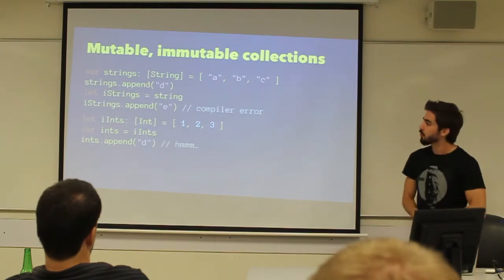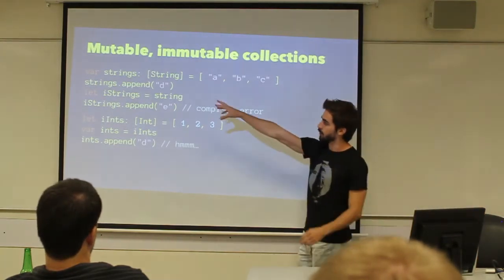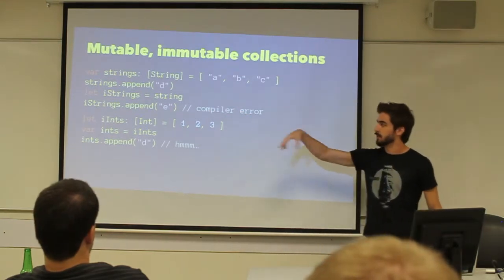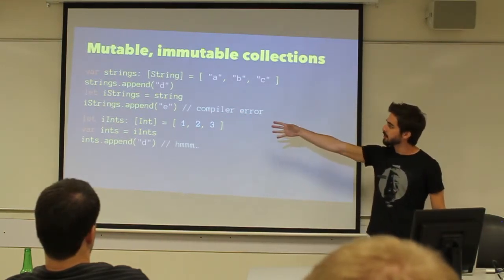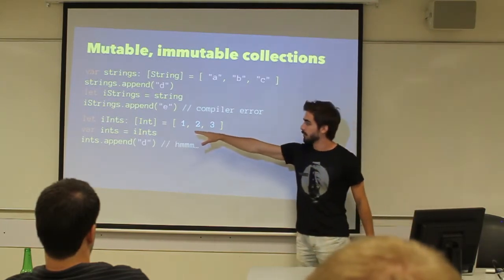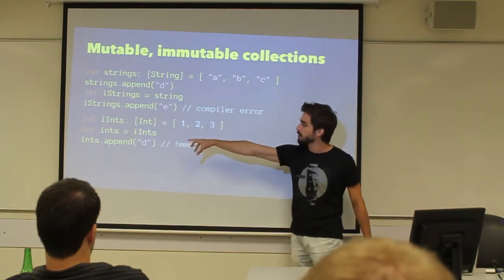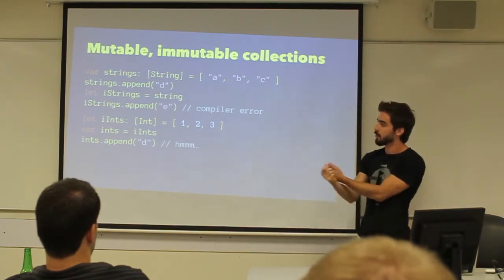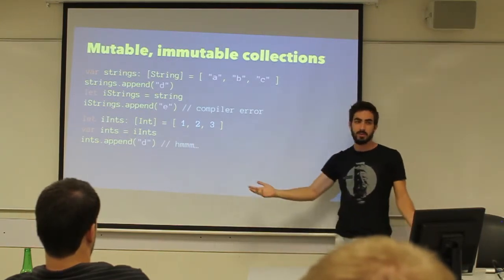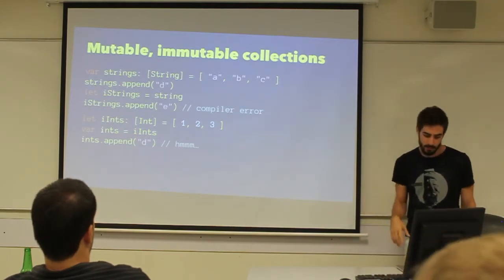You have mutable and immutable collections, and by default, a collection is mutable as long as you define it with var, not let. Let makes it a constant, and you cannot append. The compiler will complain. The downside is that if you define it with let, like a constant, and then you just pass it to another guy who is var, the other guy can mutate it. So to me it's a bit odd. I'm not sure what to make out of it.